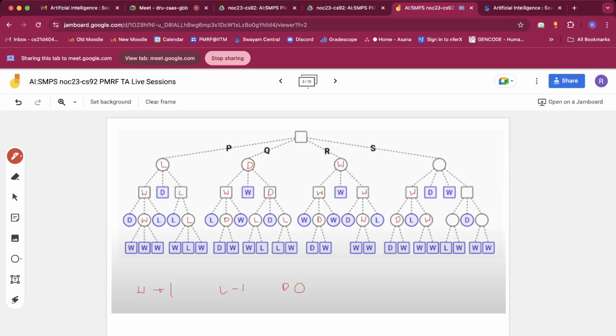Okay, so we were here, this has a win, and let's fill in the rest of it. So this will choose a loss, this will choose a win, this will choose a win again, and this will choose a draw. So finally this will choose a win, right? Because it has to choose between loss, draw, win and draw.